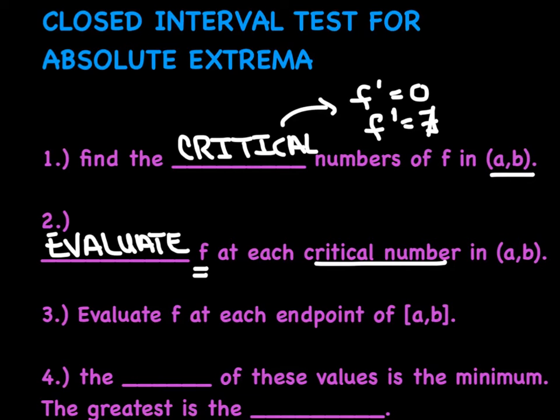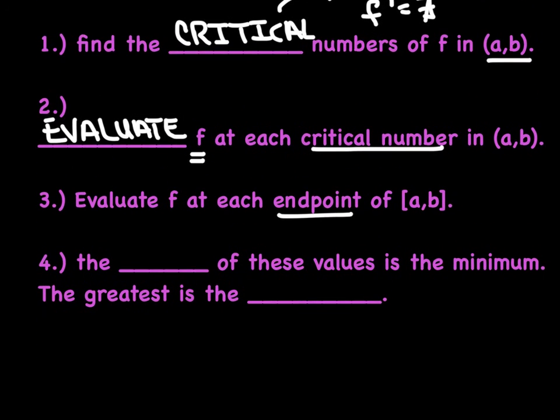That's one of the major differences between the first derivative test we did the other night, when we made the sign chart, and what we're doing tonight with the closed interval test. Then the third step, I want you to evaluate f at each of the endpoints. And then from there, you're pretty much done. All we have to do now is say the least of all of these values is going to be called the absolute min, and the greatest of all of these values is going to be called the absolute max. And that's all there is to it.